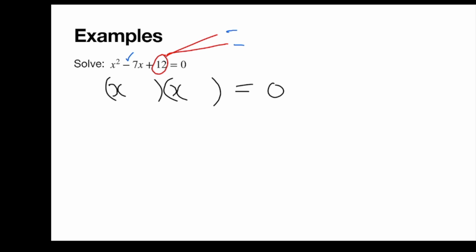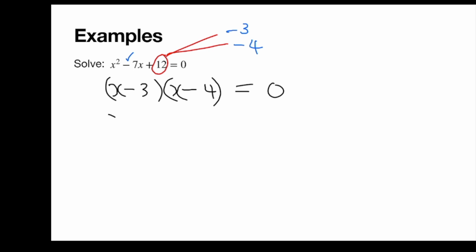Right, so think of 2 numbers that will give you 12 when you multiply them, and they'll give you a 7 when you add them. That should be 3 and 4. And so one of the factors should be negative 3 and the other one should be negative 4. So this is x minus 3 here and x minus 4 there. If you FOIL that expression, you will get back to x squared minus 7x plus 12.